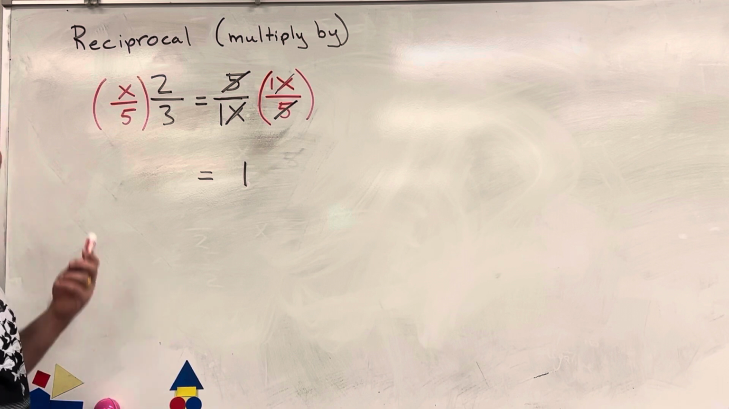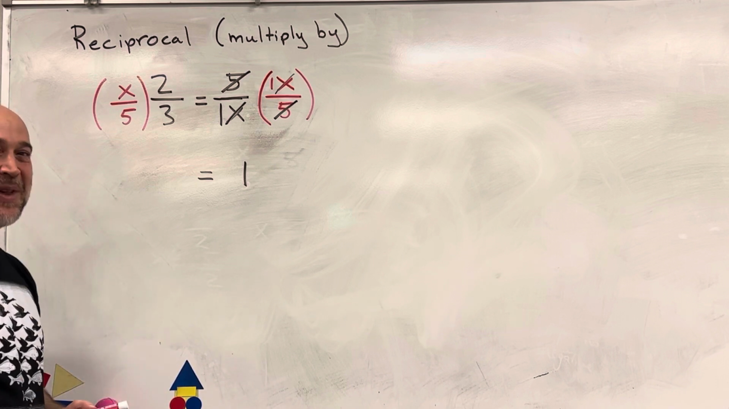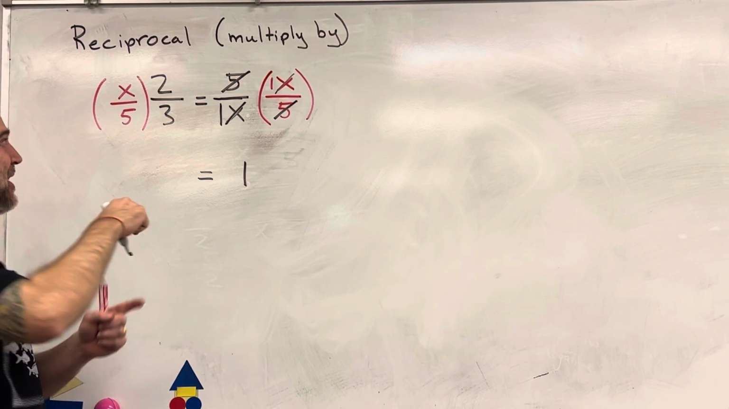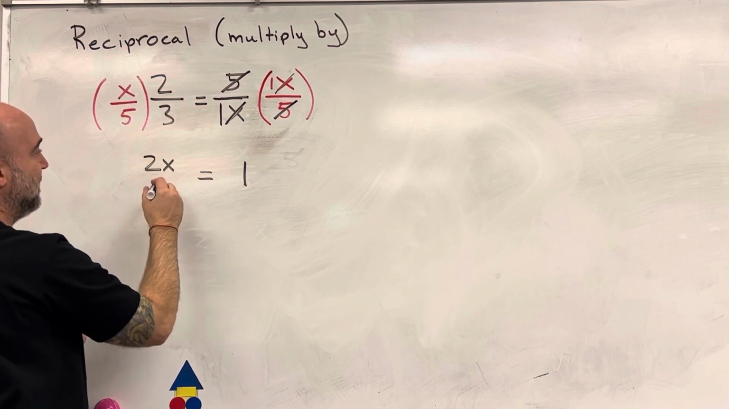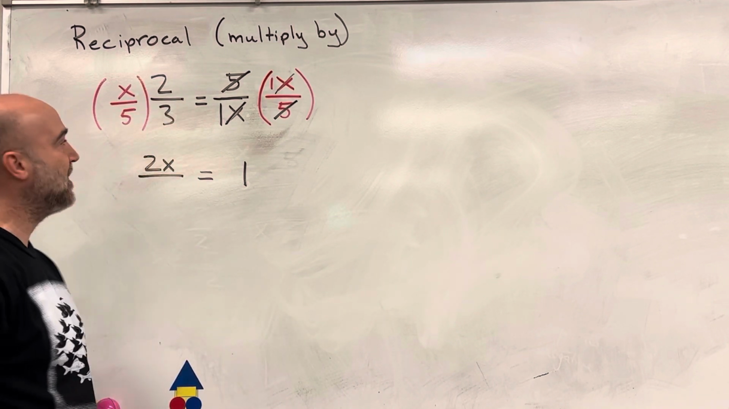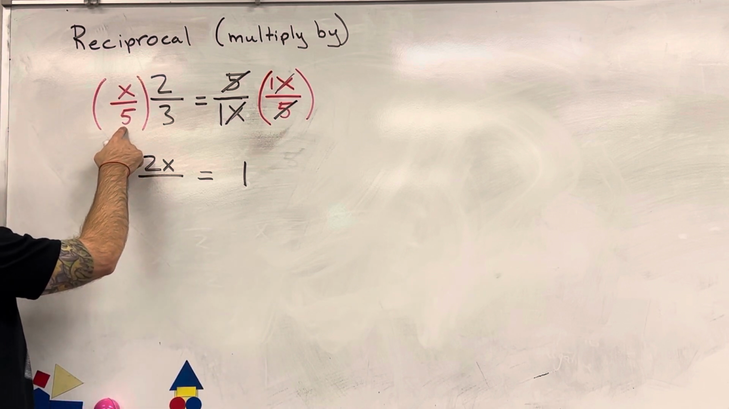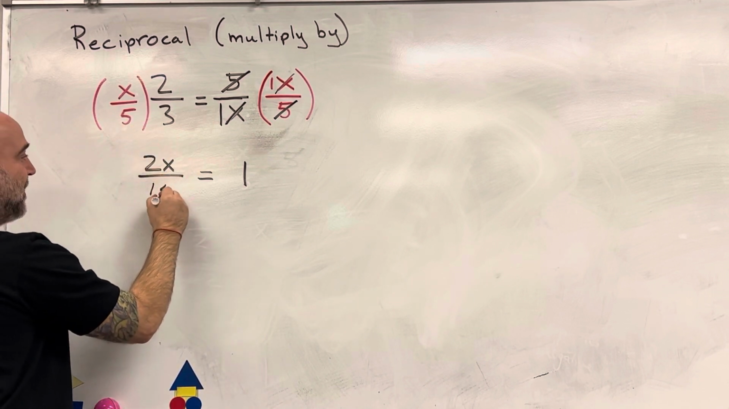What do we have on the left here? How do we multiply fractions? Straight across. So this is an x times 2, or a 2x. We can put multiplication in any order we want. And what do we do on the bottom? 5 times 3 is our 15.